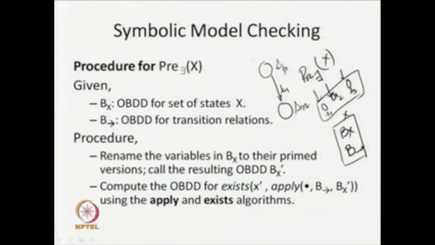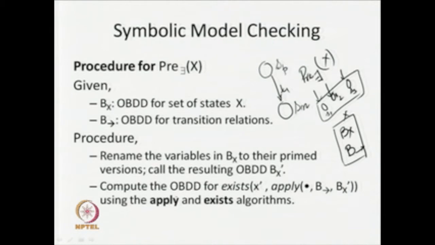Basically, the current state will be represented by some state variables. Say if we need n state variables, we take the help of n state variables from x1 to xn. To represent Sn, we need another set of variables, and this set of variables is basically the primed version of the original variables. Now, what are we going to do? We rename those variables in Bx to their primed version. I will explain what we get.